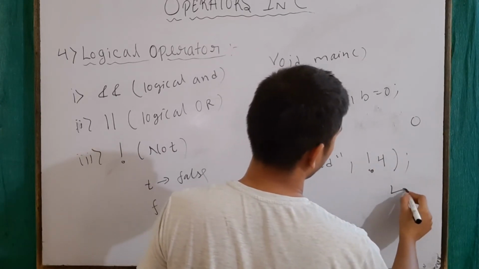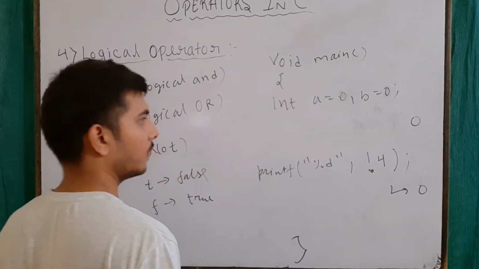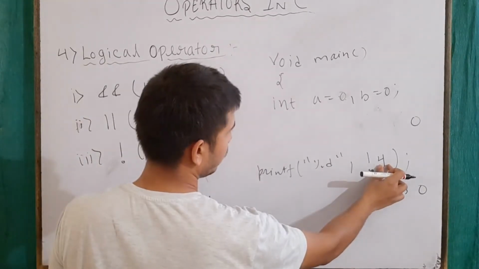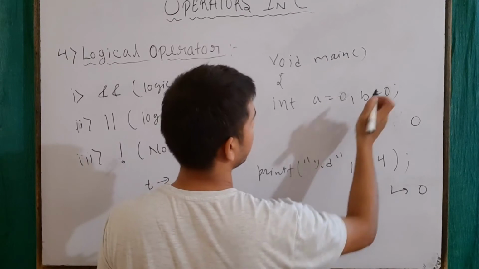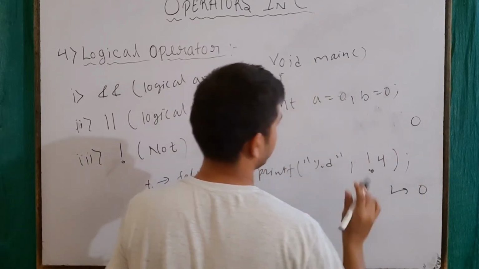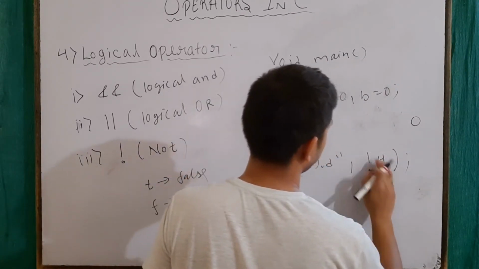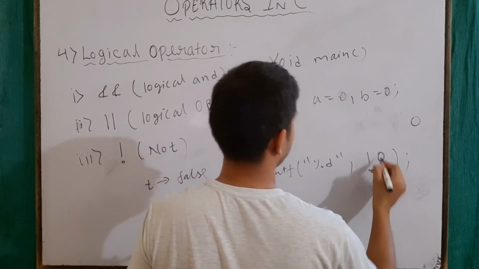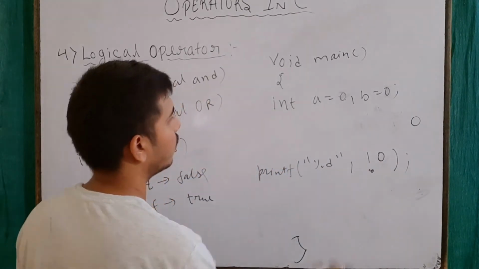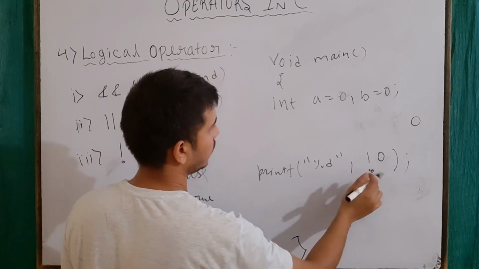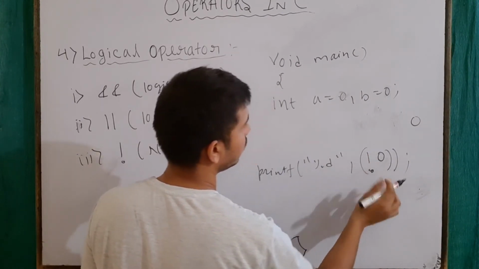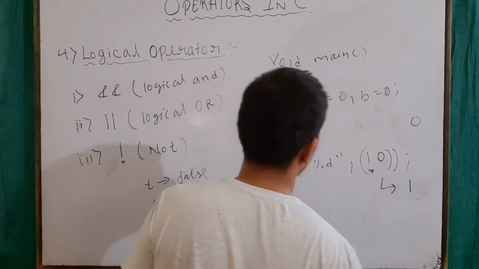So output will now be 0. It was true, NOT will make it false, and false means 0 in C. Now if I write here 0, NOT of 0 means false, and it will make it true. This entire expression will convert to true, so this will become 1.